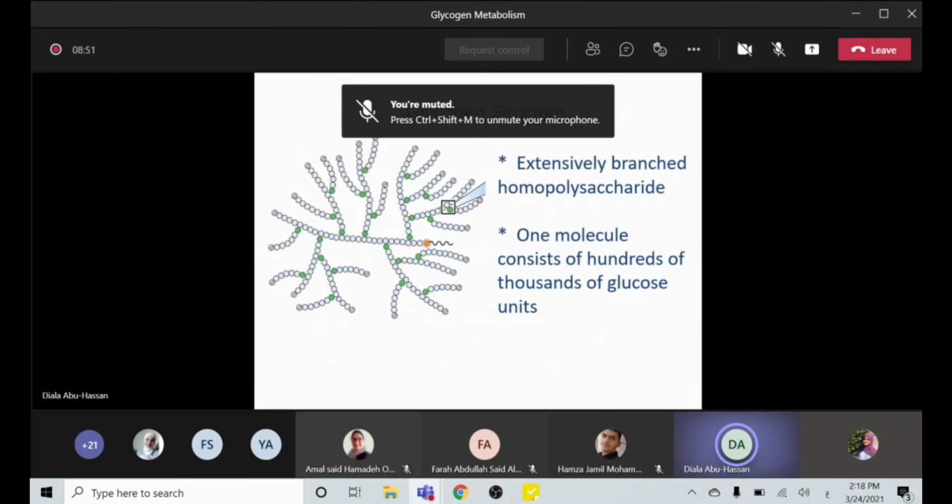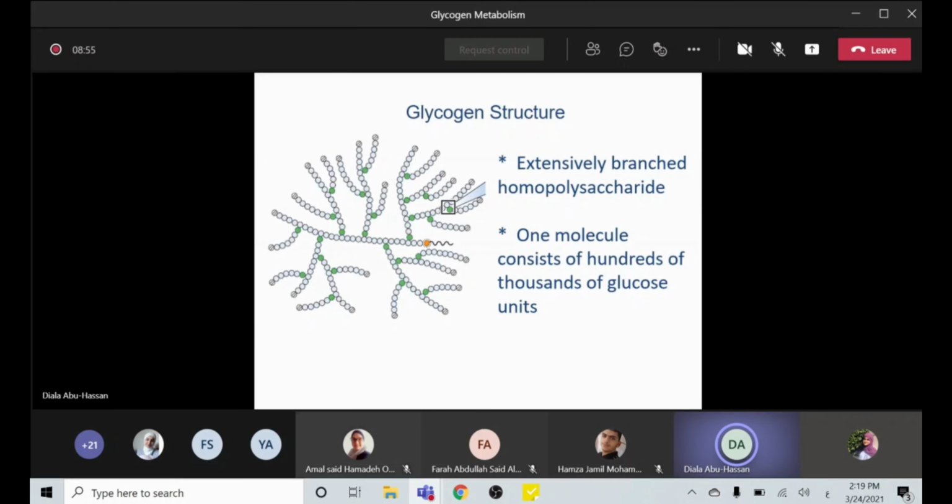So let's revise the structure of the glycogen molecule. Glycogen, if you remember, is called an animal starch. It is like starch, but it is found in animal cells.